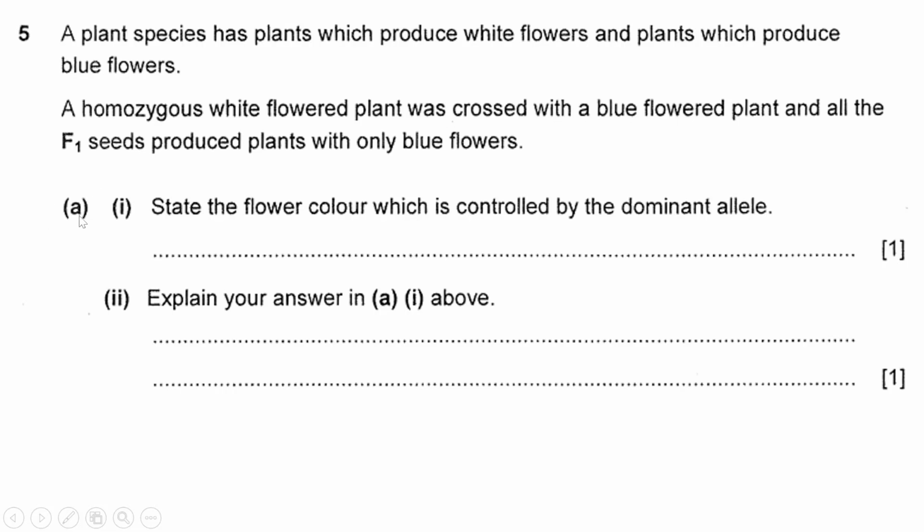So when they say A1, state the flower color which is controlled by the dominant allele. So the flower color being controlled by the dominant allele is blue flowers. So here we'll say blue. Then Roman numeral 2 says explain your answer in A1 above. So we explain why we are saying blue is the color which was being controlled by the dominant allele.